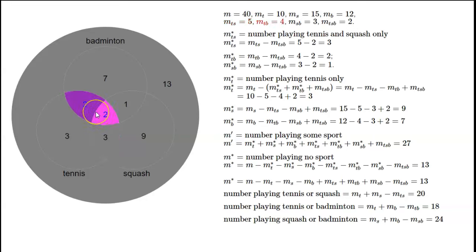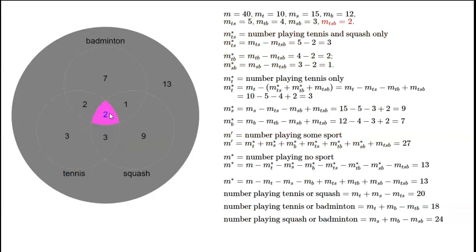Similarly, we can do tennis and badminton. Okay, so we're given that there's 4 people who play tennis and badminton. And 2 of them play all 3 sports, so the other 2 play tennis and badminton only. So here we see MTB star, the number of people who play tennis and badminton only, is 4 minus 2, which is 2. And the same for squash and badminton. 3 people who play squash and badminton, 2 play all 3 sports. The remaining 1 plays only squash and badminton. Okay, so now we've worked out what's going on in all these regions here.